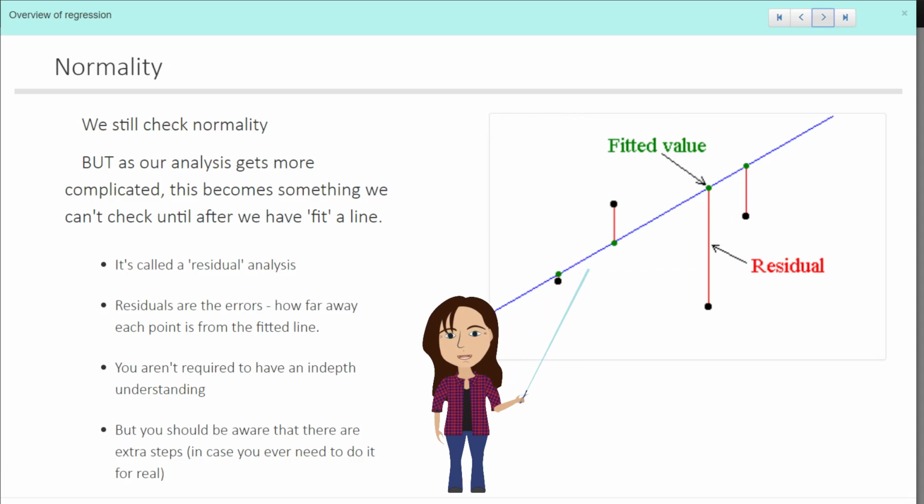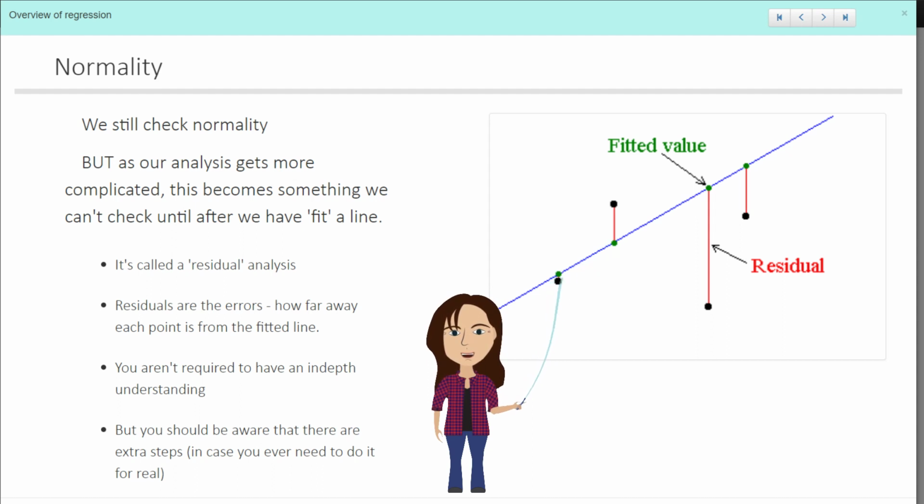We also still check for normality, but as the analysis gets more complicated, it becomes difficult to check at the start of the analysis, and we actually check it at the end. This is called a residual analysis. What's going on is we're trying to fit a straight line through the data points. Wherever that line crosses closest to the data point is called the fitted line, and this might be our predicted value if we were going to predict something. Usually it's not exactly the same as the actual data point, so there's a bit of error involved whenever we're fitting a line, and this is called the residual.